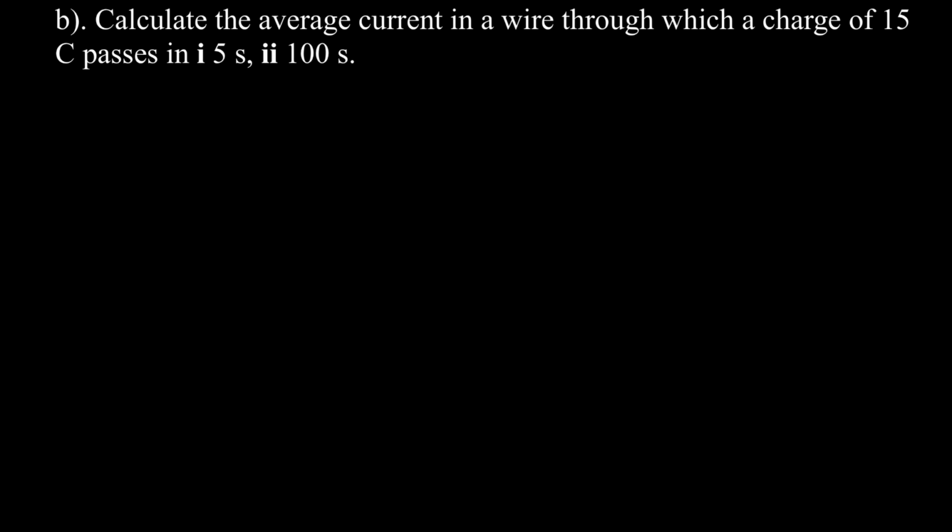Part B says, calculate the average current in a wire through which a charge of 15 coulombs passes in 5 seconds and in 100 seconds. So again, pause the video and try and answer this yourself. So in this question, we need to use the same formula we used at the start, because we've been given both the charge and the time, and we're required to calculate the current. So we need to use the standard formula I equals Q over T.